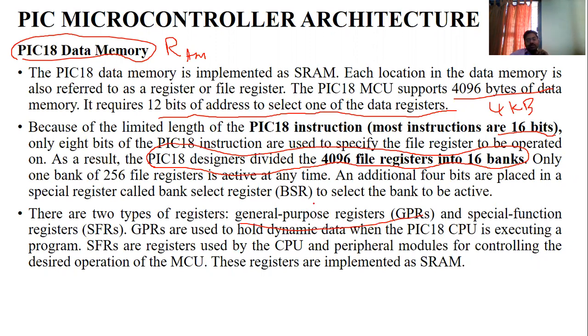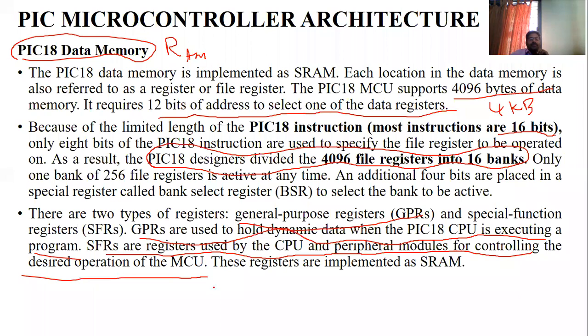So what is the use of these general purpose registers? General purpose registers are used to hold dynamic data when the PIC18 CPU is executing a program. The SFR registers are used by the CPU and peripheral modules for controlling the desired functions of the microcontroller unit. These are available in the RAM.